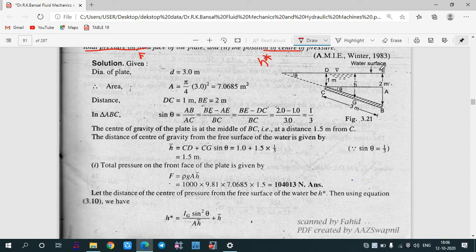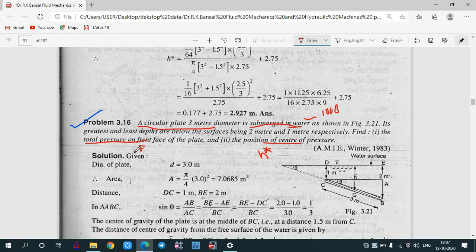As you can see, this is the free surface. It has been inclined. Okay, the angle is theta. The greatest depth of this particular element is 2 meter from the free surface. The least depth is 1 meter. Okay, so in order to calculate the force, the formula is what? Rho g A h bar.